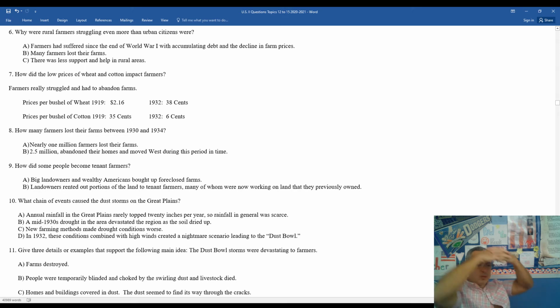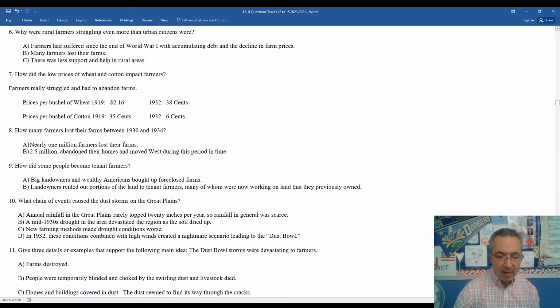Question 10, what chain of events caused the dust storms in the Great Plains? When you look at the dust storms on the Great Plains, a mid-1930s drought in that area devastated the region. The soil dried up. New farming methods made drought conditions worse, and by 1932, these conditions combined with high winds created a nightmare scenario that is remembered as the Dust Bowl.